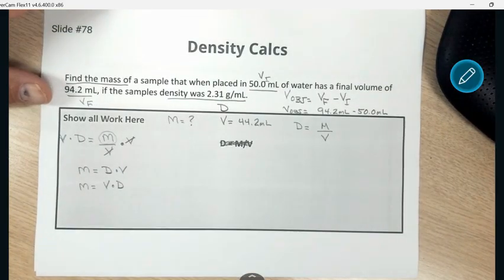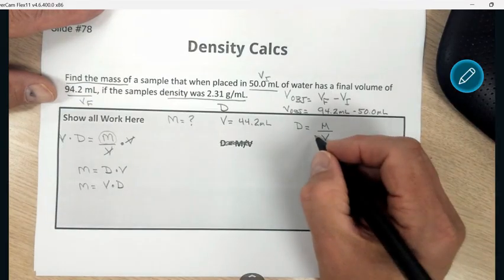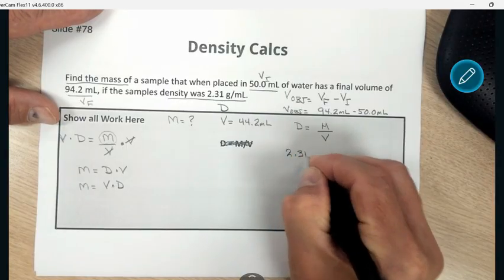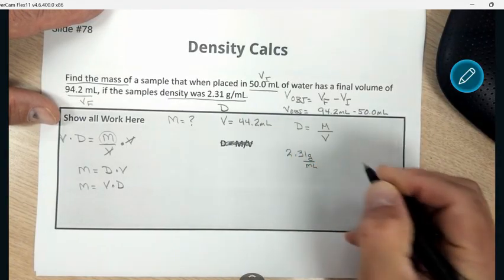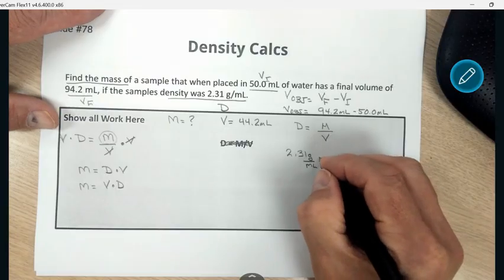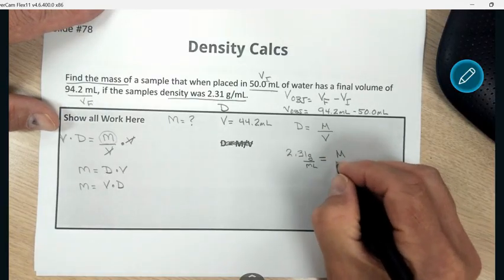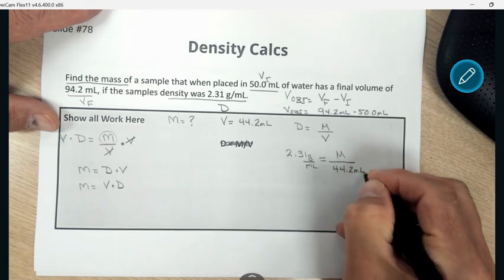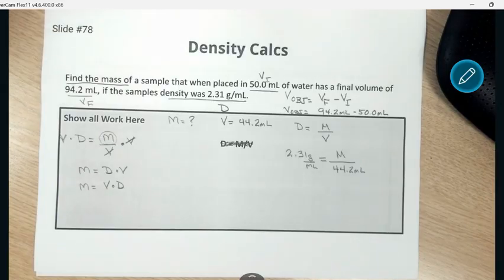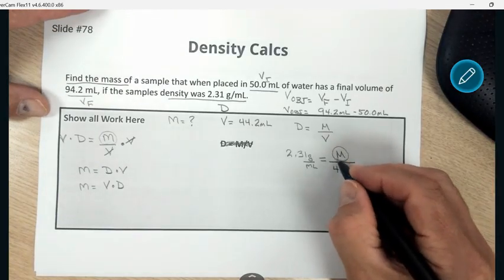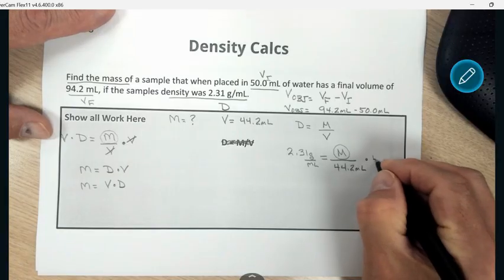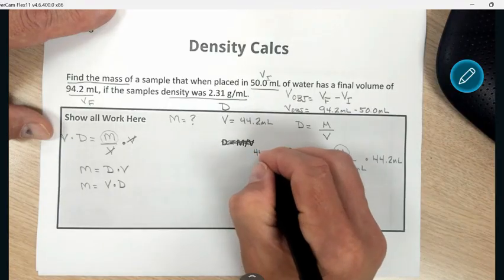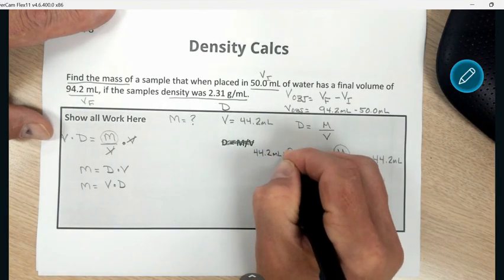So now you could plug your numbers into here. I'm going to do the problem over here with my numbers plugged in. So 2.31 grams per milliliter is our density. That is equal to the mass, which I don't know, so I'm going to leave M, divided by 44.2 milliliters. All right? So now again, I'm going to try to isolate M on its own. To do so, I'm going to take this side times 44.2 milliliters, and what I do to one side of an equation, I do to the other.